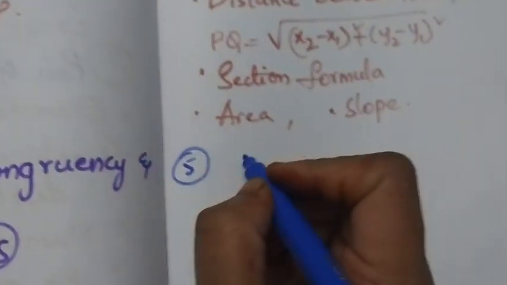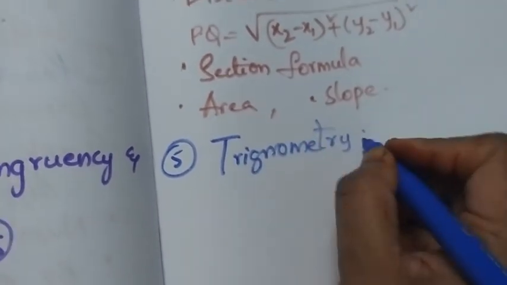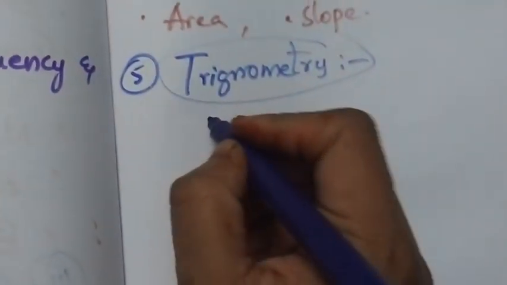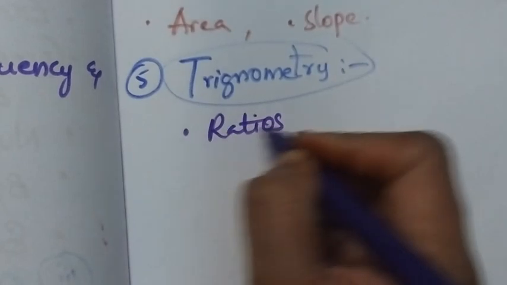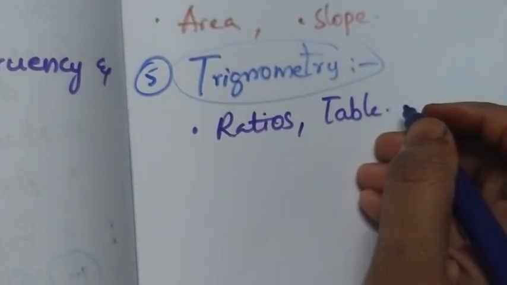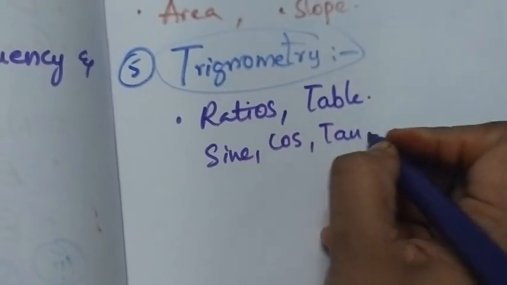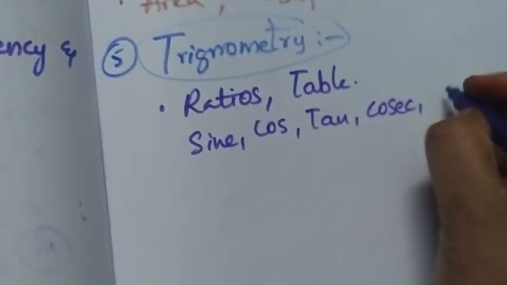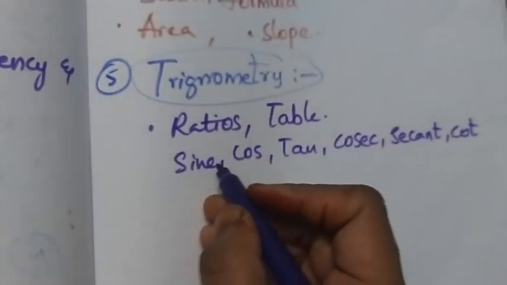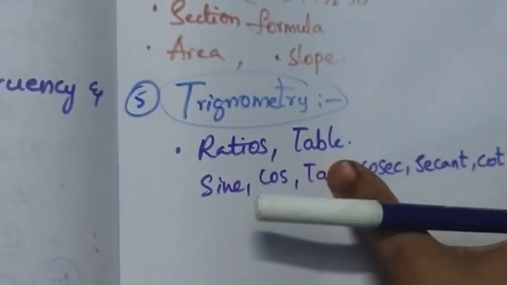Now coming to the hard chapter, that is trigonometry. Many children leave this chapter because it looks like a hard chapter, since in this chapter we have ratios. First coming to the ratios table, for the angles of a right angle triangle: sine, cosine, tan, cosec, secant and cot. We have to remember the ratios and their values.